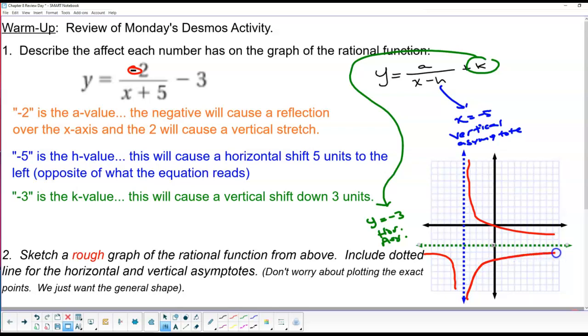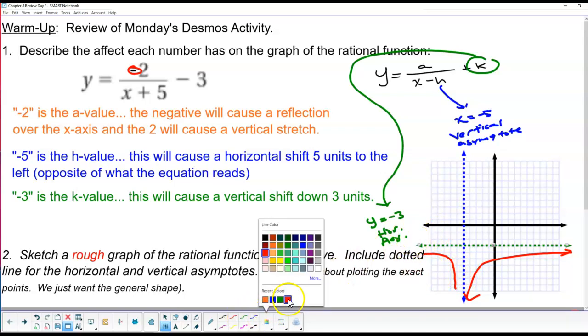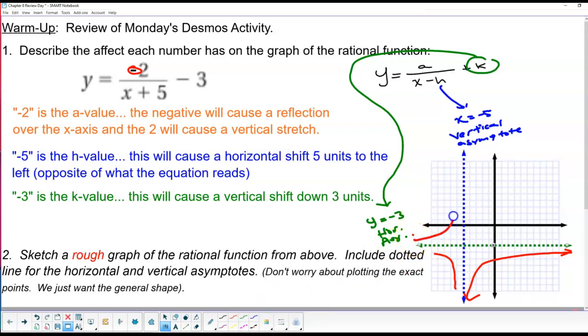My pen is not super accurate. So that means I can erase this one because the a value shifted it over. And then on the other side, the one that was originally in this quadrant is going to flip up above here. Try this again. And we're going to graph it like this. Wow, I've got to get better with my stylus pen here. That's a rough sketch. Notice, very rough.